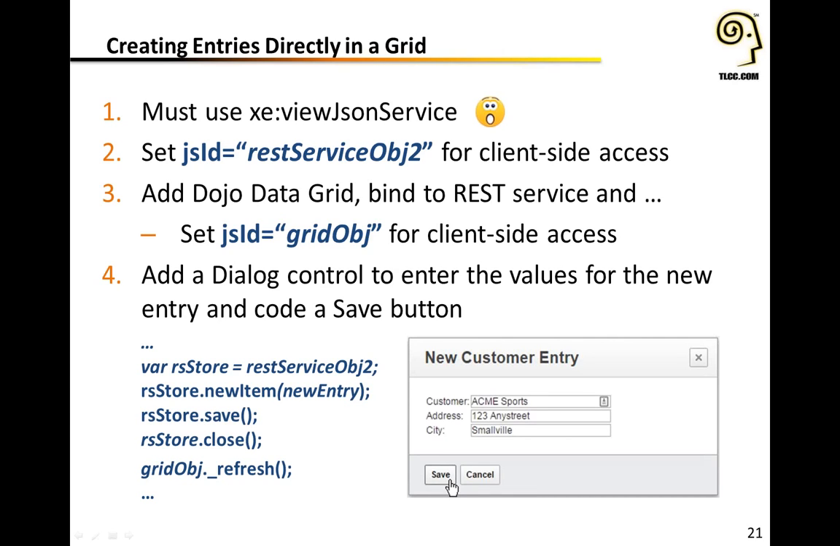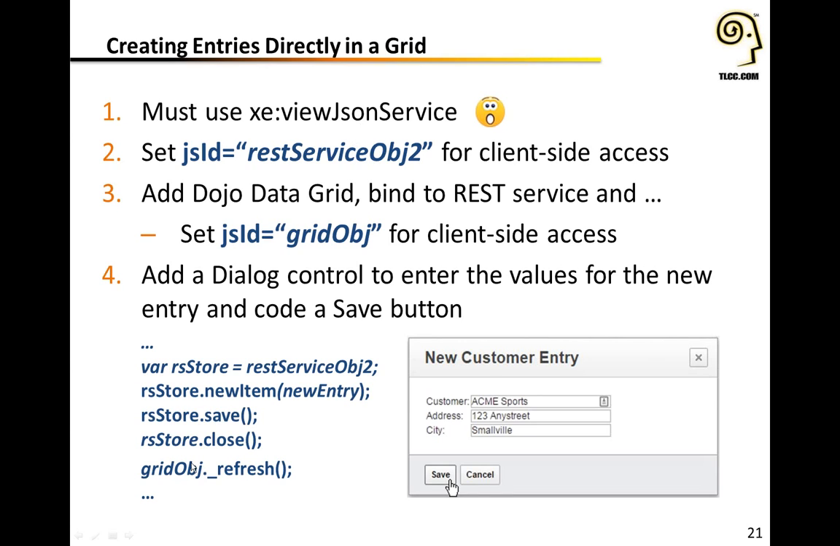Okay, the next CRUD technique that we're going to take a look at is creating entries directly in a grid. And to create entries, you must use a view JSON service, and that was a surprise to me. So, it's common if you want to deliver those CRUD capabilities directly in your grid, you want to be able to create entries, delete entries, and update entries. Well, for the delete and update, we needed a view file item service. For the creation, we need a view JSON service.